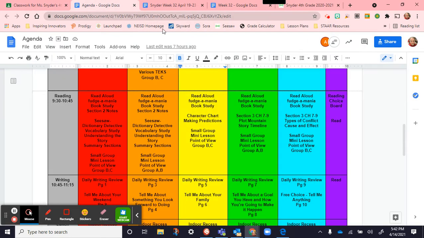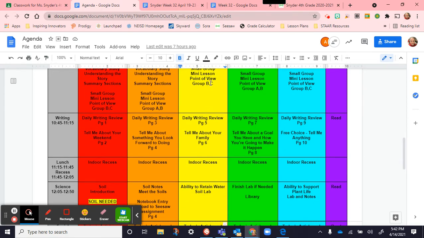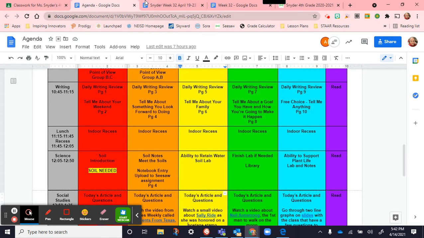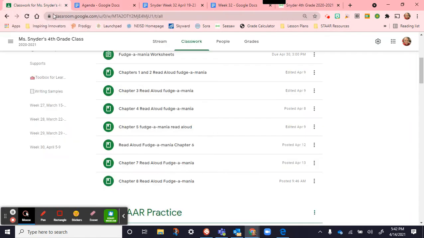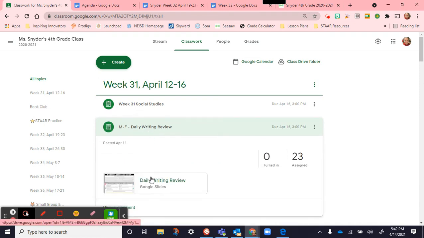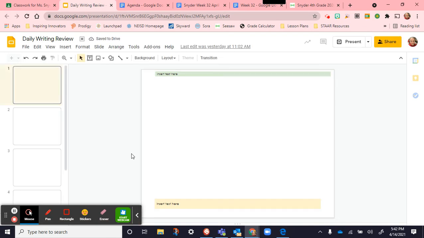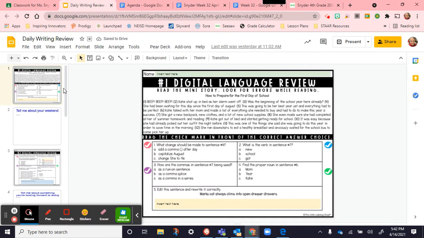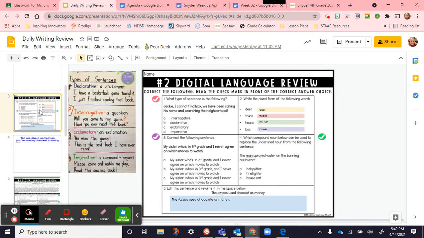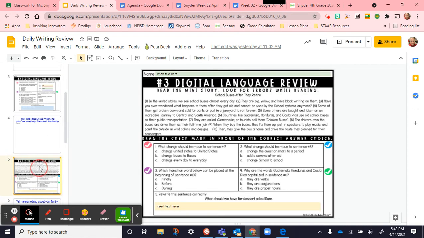Then we were working on the point of view small group activity. We did that. And then in writing, we went to Google Classroom and this daily writing review. We are on page 5.